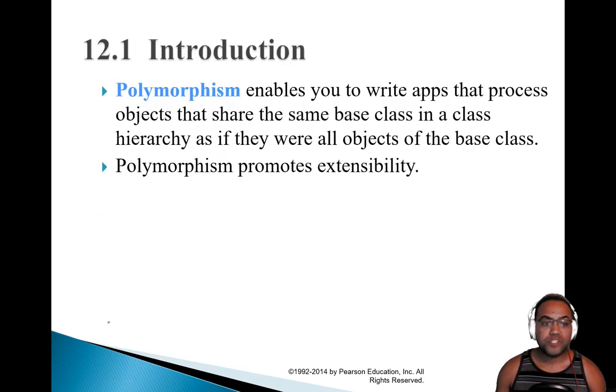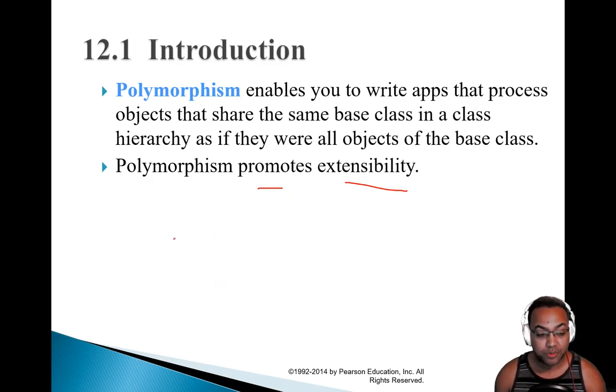So what's polymorphism? Polymorphism is an old methodology. It comes from the original object-oriented programming methods, and what it really does is enable you to write apps that process objects that share the same base class in a class hierarchy as if they were all objects of the base class. Polymorphism promotes extensibility, meaning that you have other classes at your disposal, so you don't have to rewrite code. Just think about it as modularity, right?